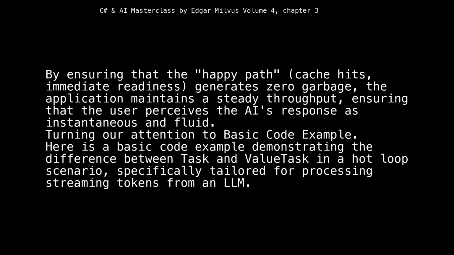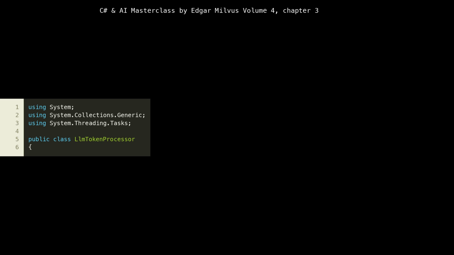Turning our attention to a basic code example. Here is a basic code example demonstrating the difference between Task and ValueTask in a hot loop scenario, specifically tailored for processing streaming tokens from an LLM. We begin by importing necessary namespaces. System provides fundamental types and base classes. System.Collections.Generic is crucial for working with collections like Dictionary, which we'll use for our cache. And System.Threading.Tasks is absolutely essential for asynchronous programming in C#, providing the Task and ValueTask types that are the core of this example. Without these, we couldn't implement our asynchronous processing strategies.